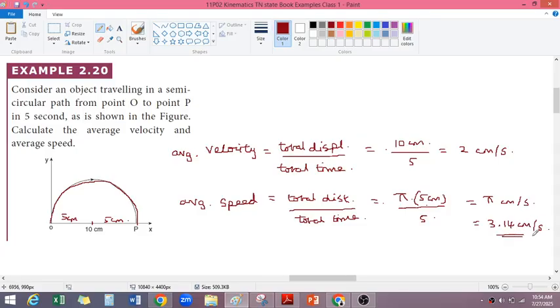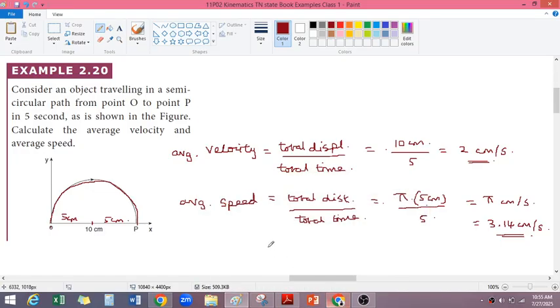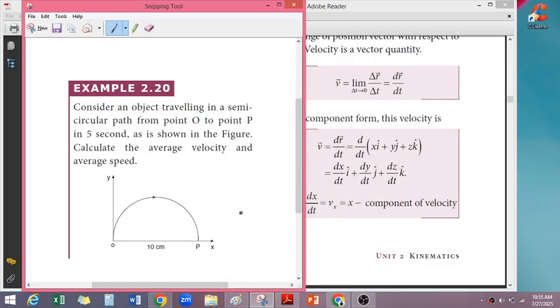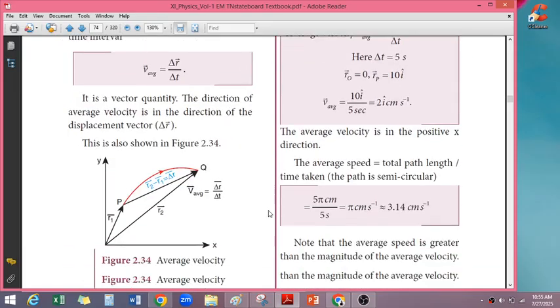So that means the speed looks higher compared to the average velocity. So displacement can become zero, which means average velocity can become zero. Suppose this person comes back to the original position, then the displacement will be zero, which means average velocity can become zero. Okay, so that's an easy problem, but you should practice it properly.